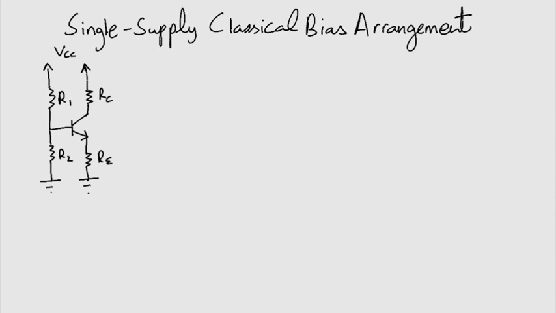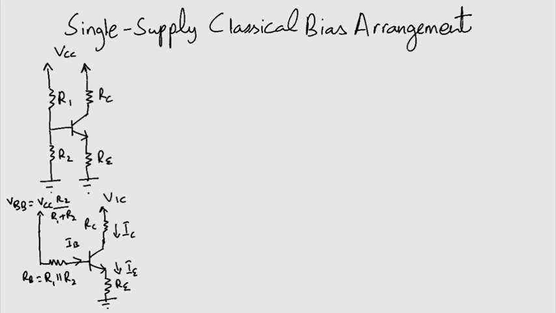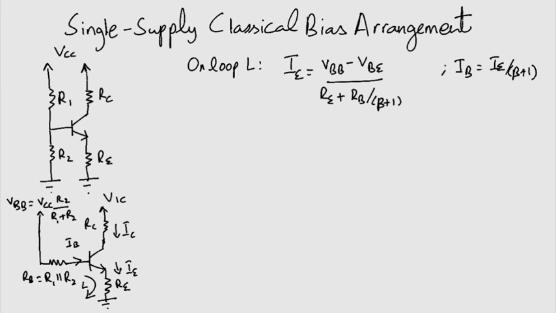This is the single supply classical bias arrangement for discrete circuits. The only difference between this and the previous technique is that we have a resistance RE in the emitter lead. We can redraw this circuit with its Thevenin equivalent. On this loop L on the bottom of your screen, we can write an equation. This equation comes out as IE equals (VBB minus VBE) divided by (RE plus RB divided by (beta plus 1)).